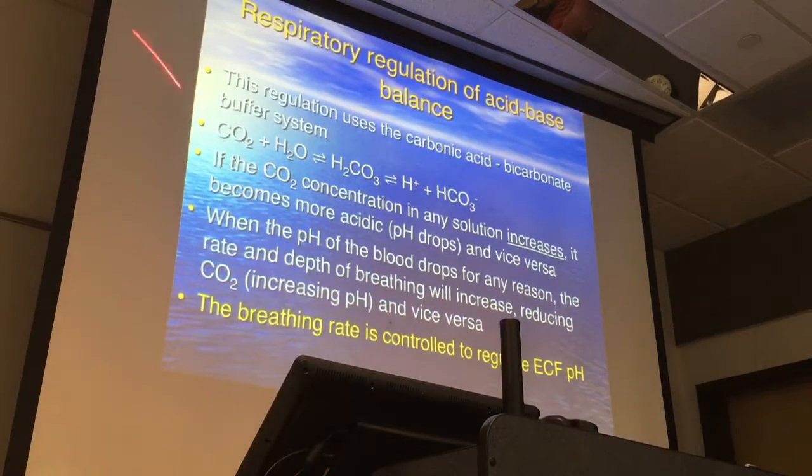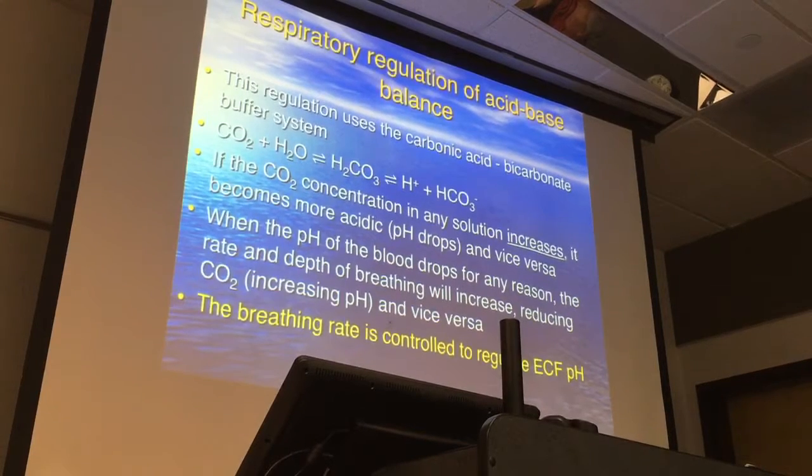Okay? If you remove some CO2, what's going to happen to the pH? It's going to go up, whatever it was before. You start removing CO2, you're going to take some more of these, form this, and it'll dissociate, because they're both in equilibrium. Remove CO2, pH goes up. Add CO2, pH goes down. And that's exactly how your body regulates pH using the respiratory system. When the pH of the blood drops for any reason, your rate and depth of breathing will increase. We already mentioned that. When CO2 builds up, pH goes down, and your breathing increases. The rate and the depth of breathing will increase, reducing CO2. Remove CO2, pH goes up because you're removing these from the solution.